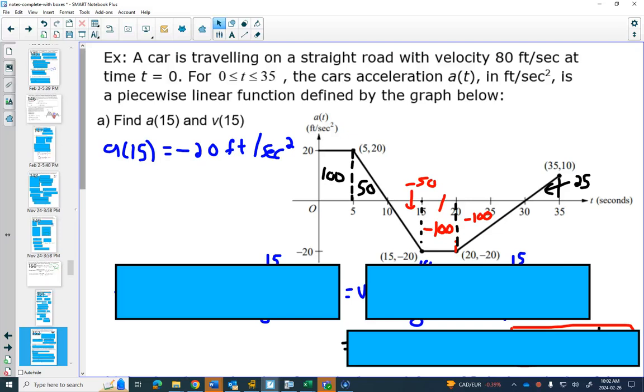If we want to find the velocity at 15, velocity is, moving backwards, the integral of acceleration. If you're given a graph, the integral is your accumulation of change. It's the area under the curve. So if I go up to 15, which I'll label with that purple line so you can see it, we need to figure out all the areas under the curve up to that point.